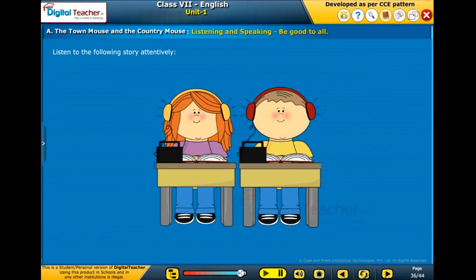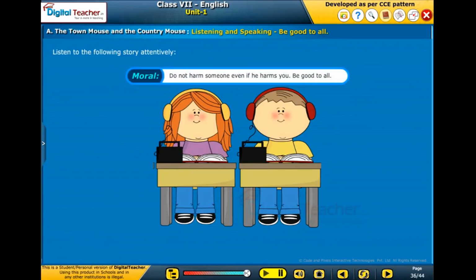This opened Shekhar's eyes. He asked for forgiveness from his teacher and Sharad. From that day, he became friend of Sharad and gradually changed himself to be as good as Sharad. Moral: do not harm someone even if he harms you. Be good to all.